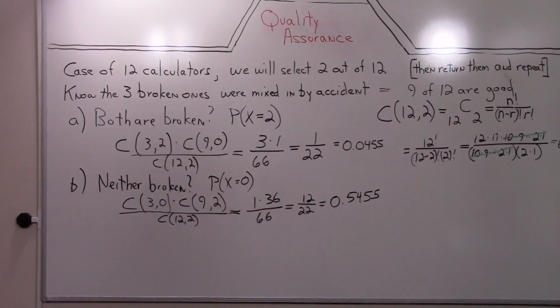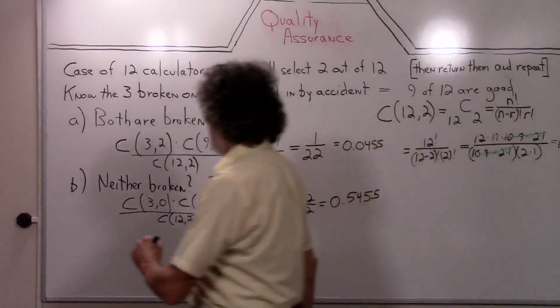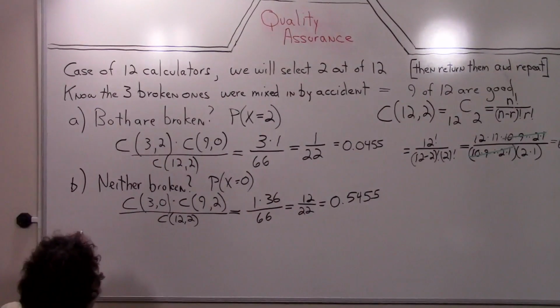Okay, those were interesting enough. Now, let's look at the other possibility here, and that is that one is broken and the other is not. So what do we have here? We have the probability that at least one is broken. So let's write that right here.